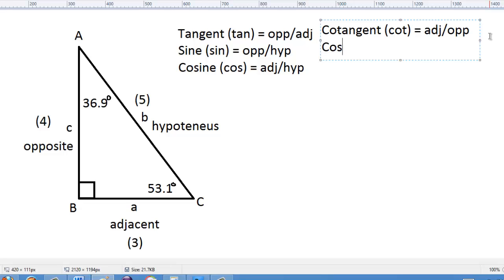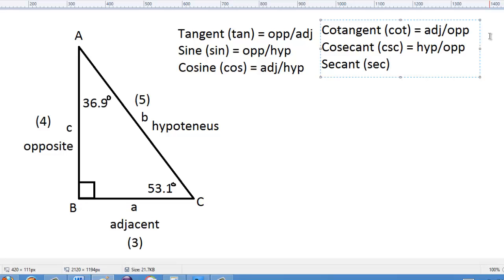There's cosecant, which is usually CSC. The cosecant is the inverse of the sine ratio, so it's hypotenuse over opposite. And then there's one called a secant, abbreviated SEC, and it is the hypotenuse divided by the adjacent.